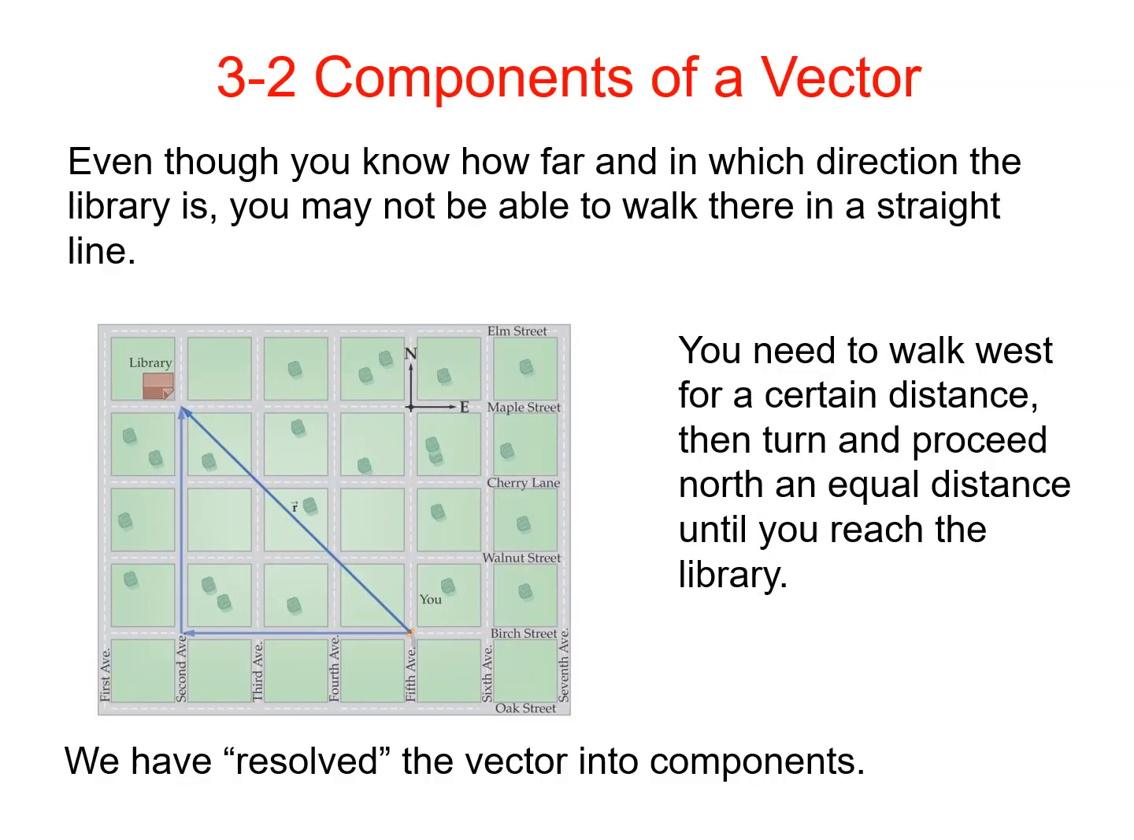Okay, so this is 3.2, the components of a vector. Before we learn it, just look at this situation. You need to walk west for a certain distance. Let's say you are at 5th Avenue over here. You need to walk west for a certain distance, then turn and proceed north an equal distance until you reach the library. So right now we are seeing the concept of components of vectors.